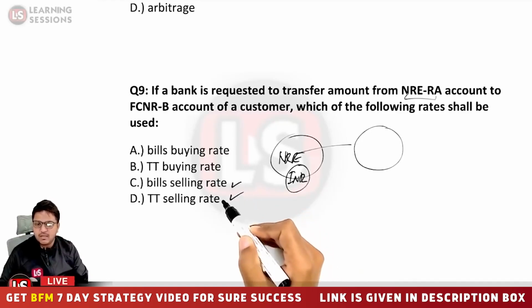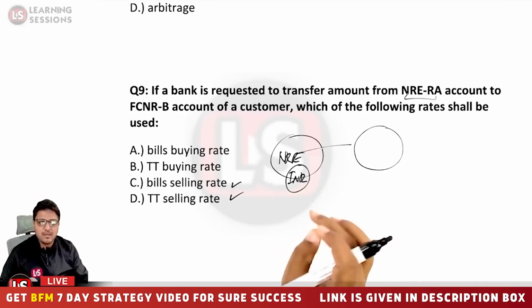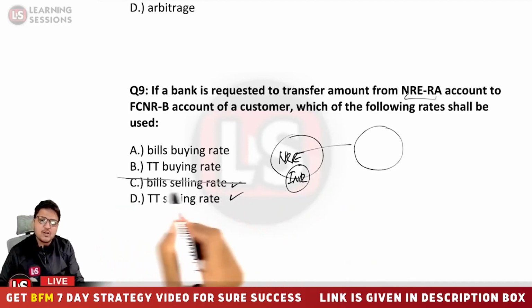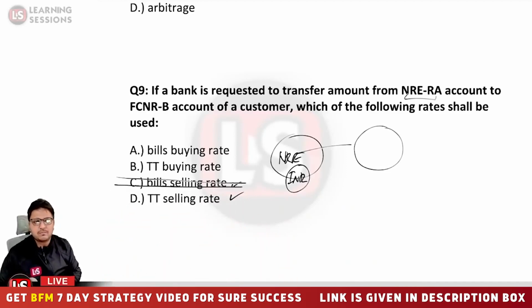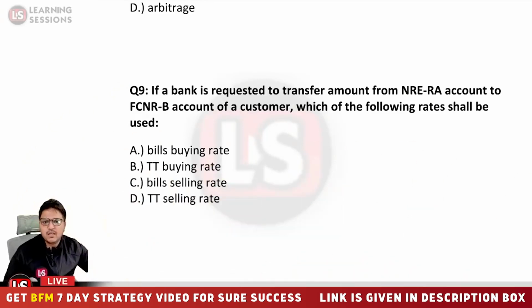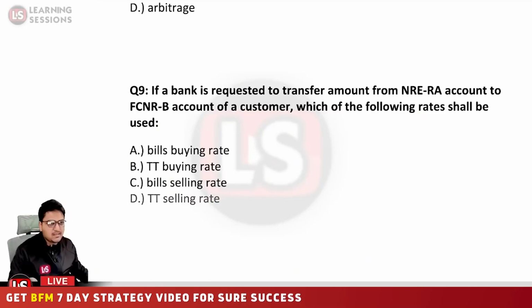Either the answer will be C or D, and the bank will be issuing the USDs at the same time, so there will be no settlement rate difference. So definitely it's not option C. Option D is the right answer. Akshay has answered correctly at the earliest. That is, the TT selling rate would be applicable. Question number 9, option D is the right answer.